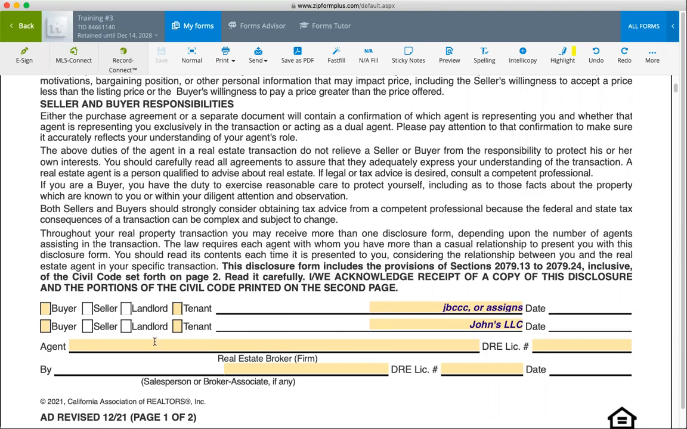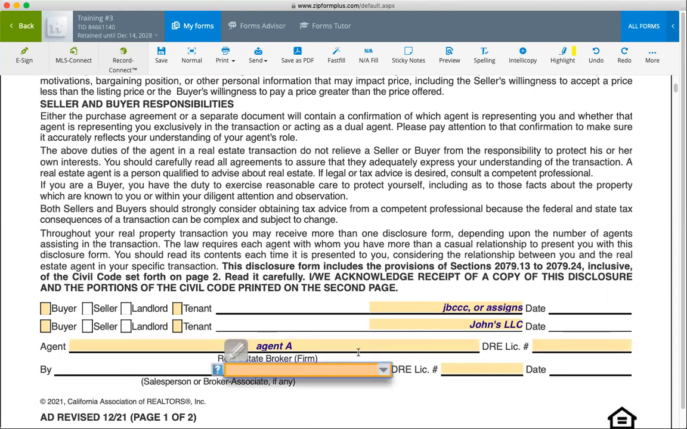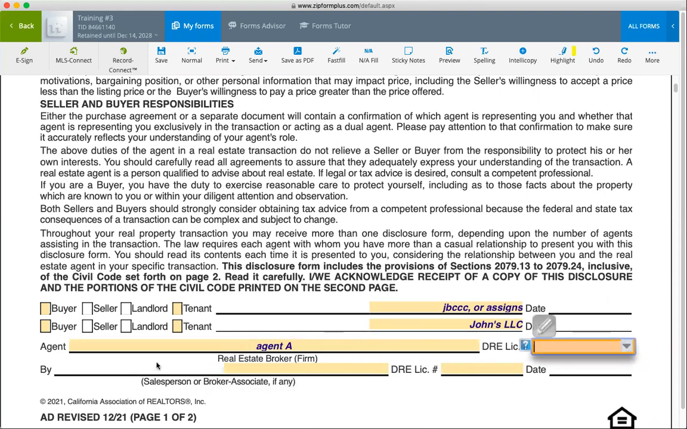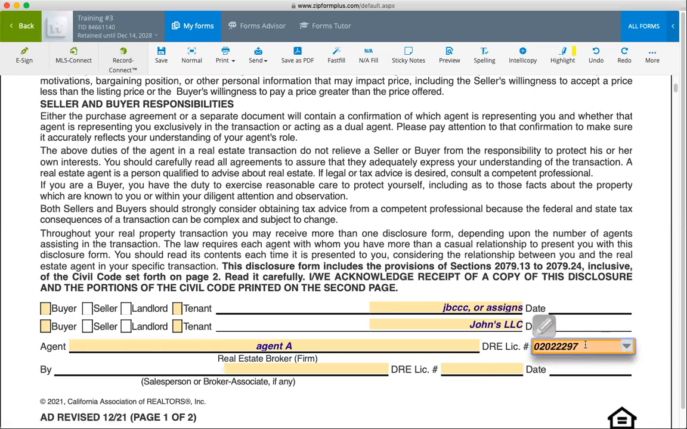Of course, we would fill it out here. The agent's name goes here, agent A, and the agent's DRE number goes there. And then the agent can sign this on behalf of the brokerage. So you, agent, would go ahead and sign that for the brokerage, and then you would put the brokerage number here, which isn't in my drop down. But if you set up a template or do this once, it'll give you the drop down for the broker's license. Yeah, there's the broker's license. So that actually goes down below here.